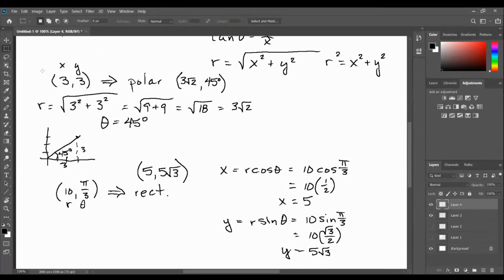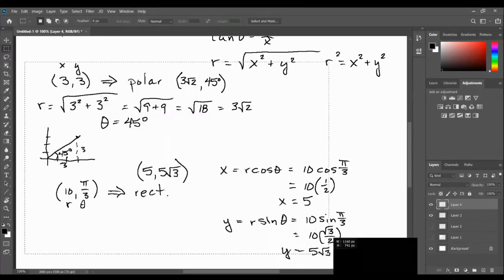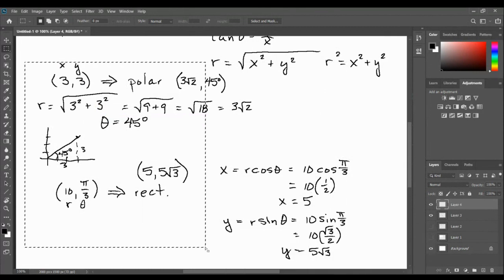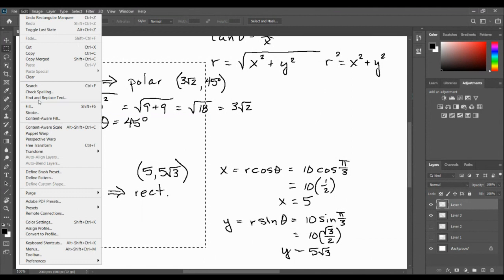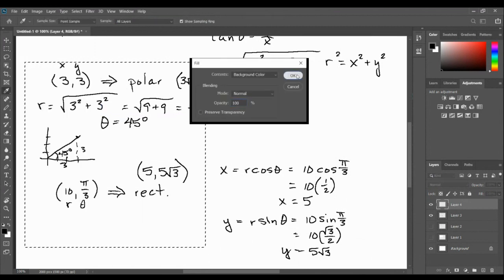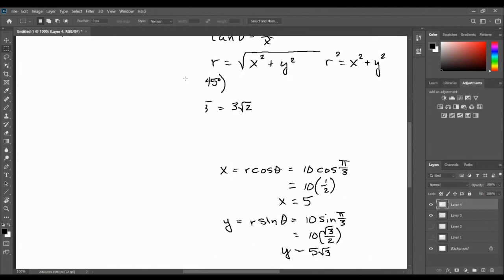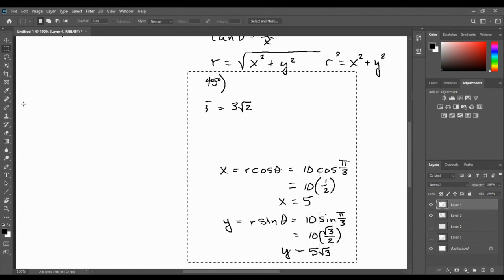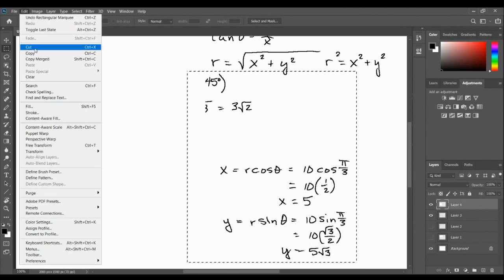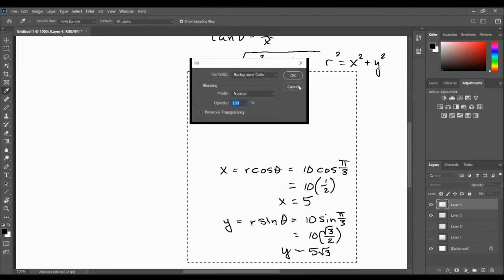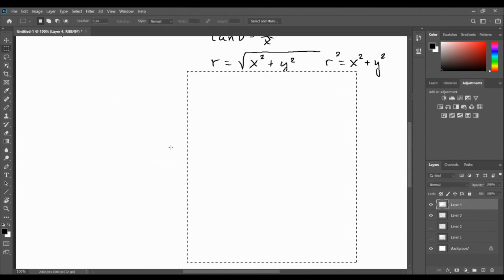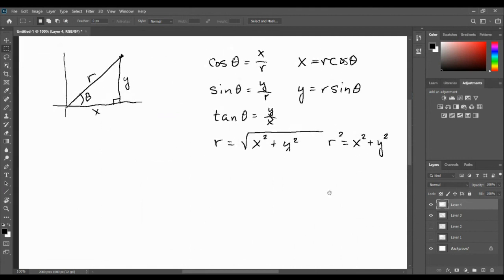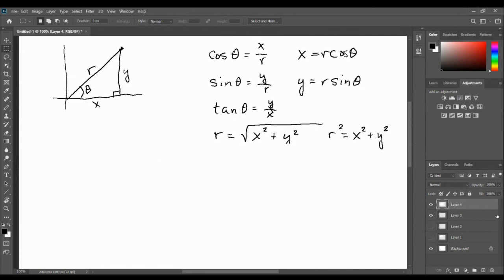Let me see if I can do this without... I want to keep those equations around that I had before. I should have just gone to another layer. But we've got those equations. So let's keep those around for a minute.